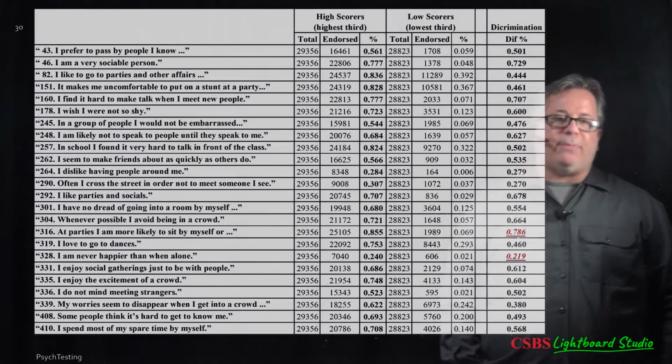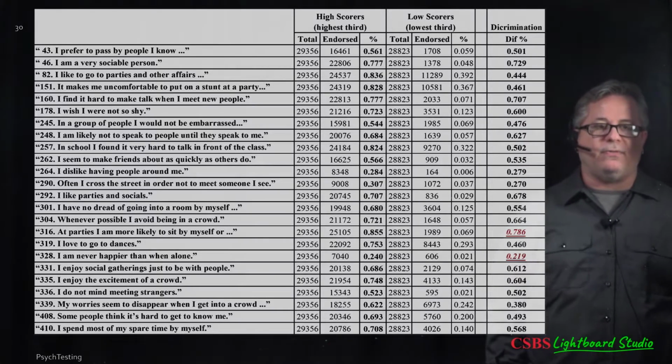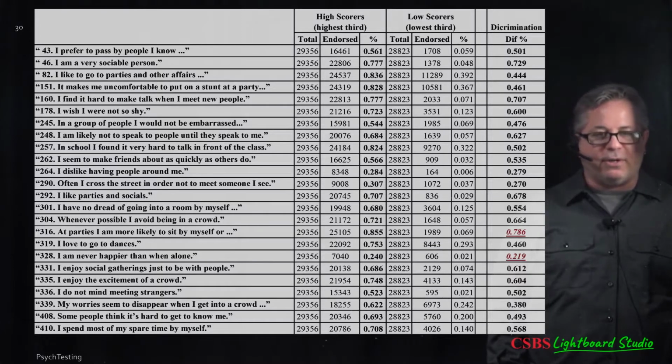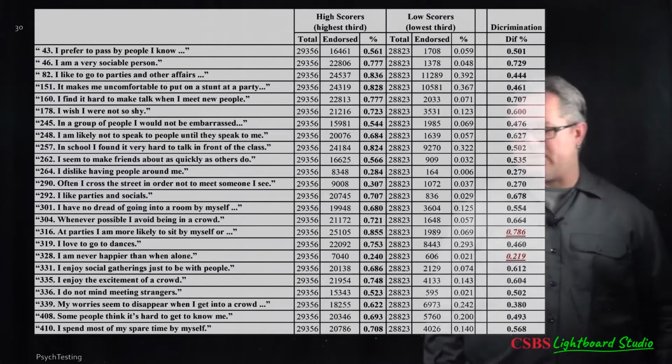So you have things like, I prefer to pass people I know, all the way down to, in school I found it very hard to talk in front of the class. Whenever possible, I avoid being in a crowd, right? So it's social anxiety with maybe a little bit of agoraphobia, some extreme cases of people really wanting to isolate themselves. But it all goes along with this idea of social anxiety.